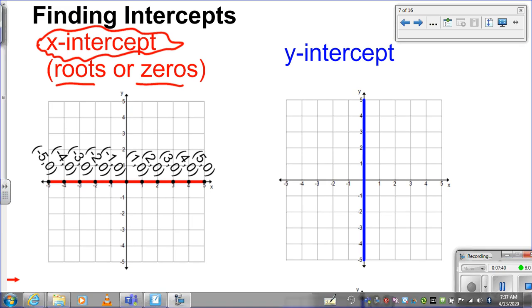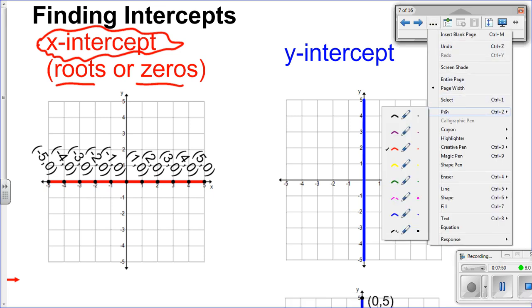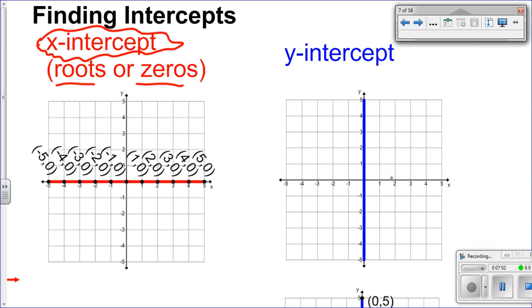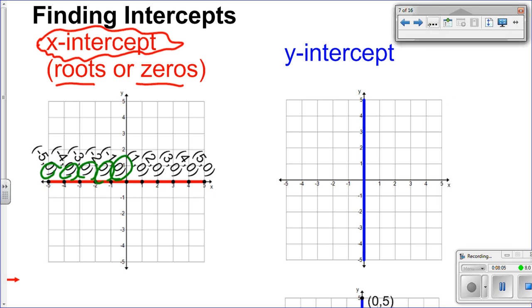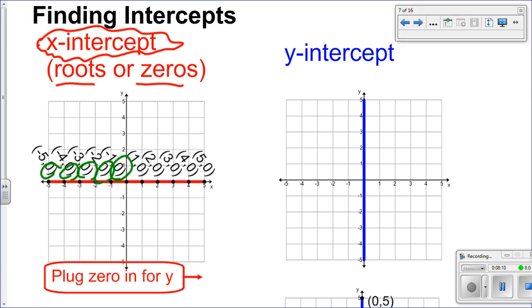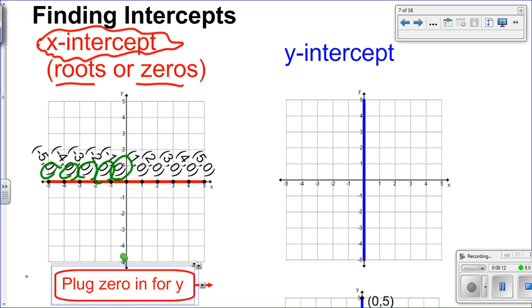Okay, so if you look at all the points that are on this line right here, something is the same. Something's going to be the same everywhere on this line. So if I look at that, and let's go with another color here, you'll notice that this value right here is the same going all the way across. And that value is always 0. So on the x-axis, your y value is always 0. So to find the x-intercepts, you plug in 0 for y.